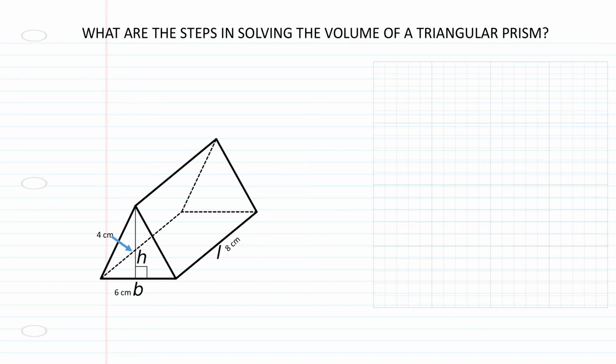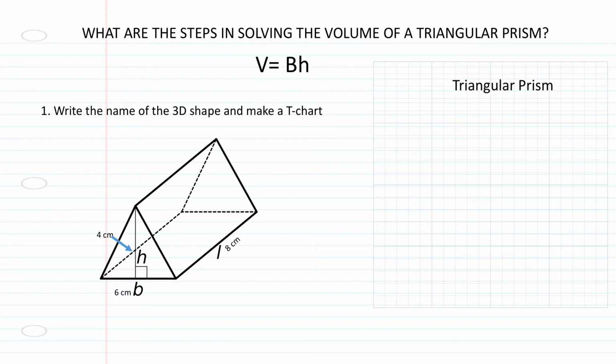Alright, let's try this triangular prism here. How do we solve for the volume of a prism? Again, always start the problem with an equation or formula. And the formula to find the volume of a prism is simply the capital B times the height. The first step is to write the name of the 3D shape and make a T-chart. I hope you already knew that this one here is a triangular prism. Now let's proceed in making a T-chart.